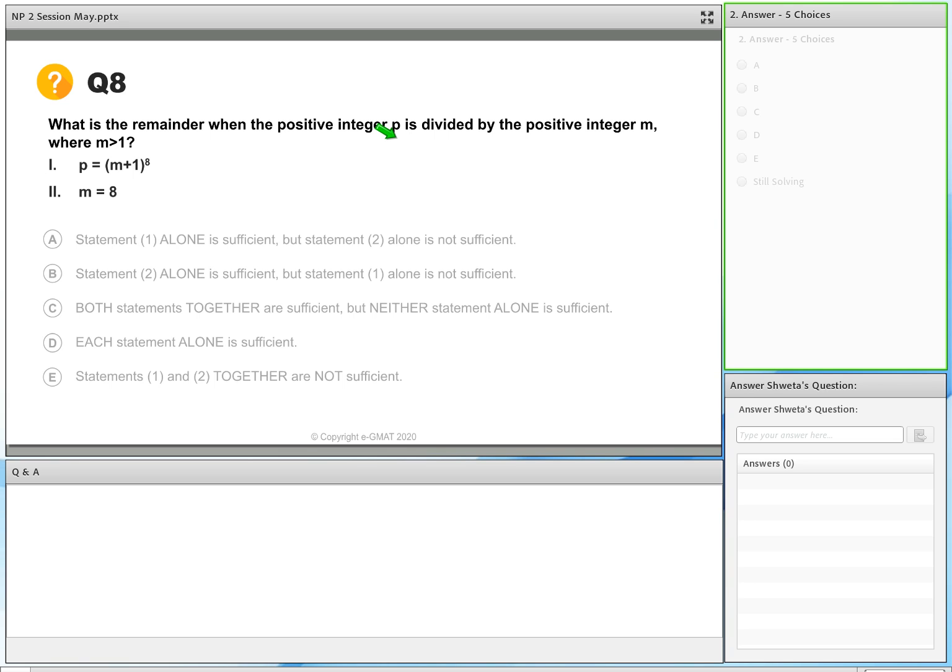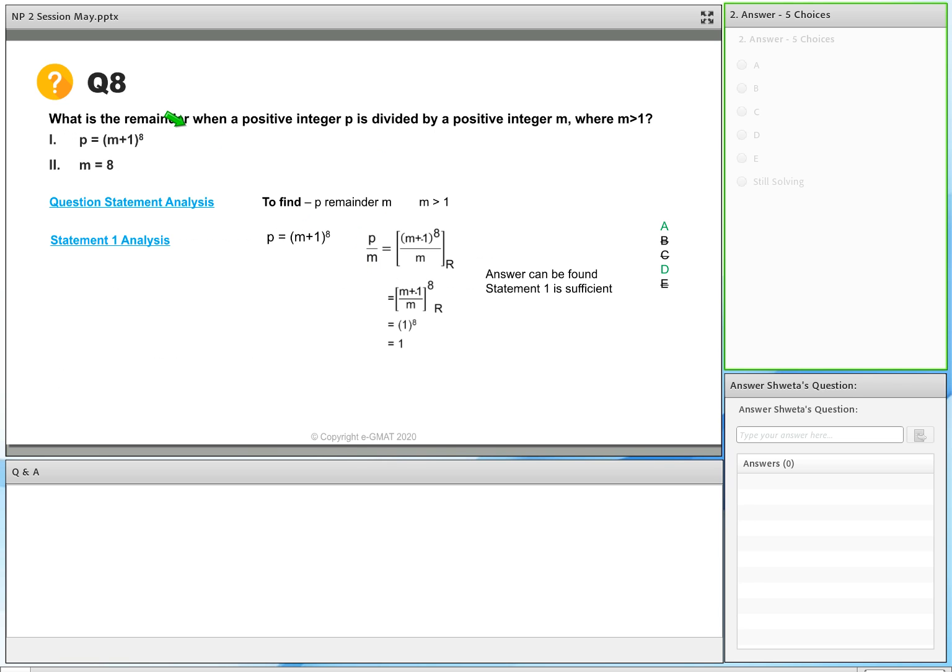Well, this here is a key learning point for you then. Don't reject something just because you think it is not sufficient. Give it its due share of work. Analyze it. Work on it. Let me show you what you have to do here. So remainder when p is divided by m, right? Now p is (m plus 1) to the power 8. And this is what I'm dividing by m.